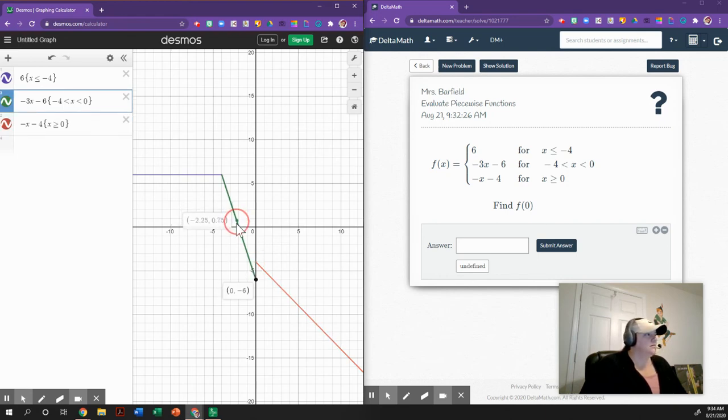So let me see here. I get to 0. Oh, there it is. Undefined. So that's an open circle. I got a little worried there that we had 2 closed circles. This one's closed. Okay. All right.